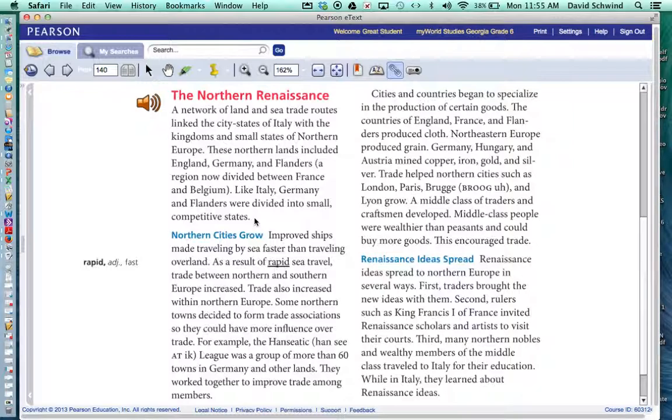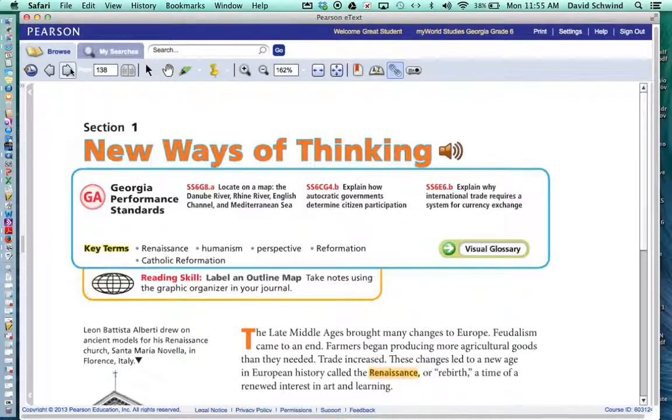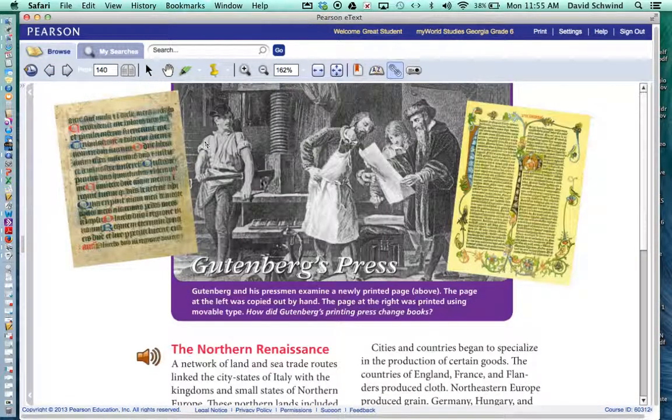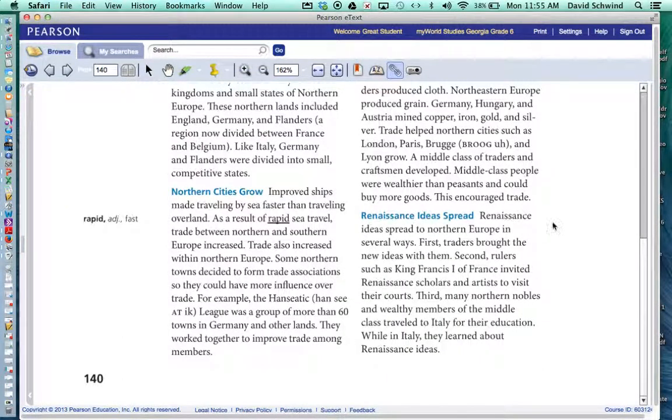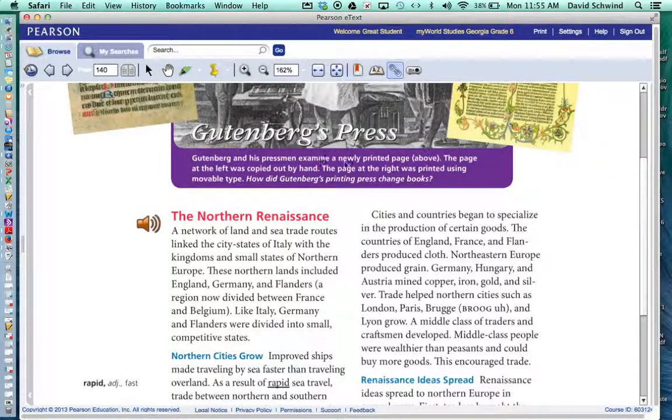think critically. It says synthesize. How did the printing press affect the spread of Protestantism? Have we got there yet? We talked about Gutenberg's press, didn't we? Oh, I think so. Gutenberg's pressmen examine a newly printed page. What do you think?